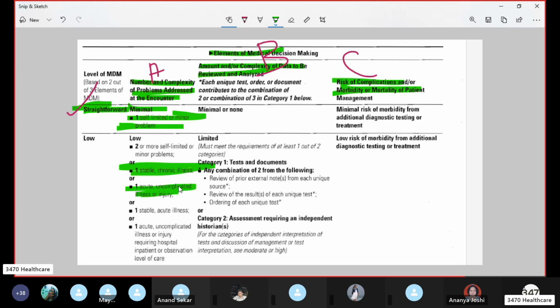One acute uncomplicated illness or injury requiring hospital inpatient or observation level of care. Maybe the person has a head injury, a minor crack or minor skin tear. For that, no much treatment is needed, right? But there are some doubts, maybe inside the skull a hemorrhage or something. So we need to observe that person for some hours, and only then can we conclude. So that is the one acute uncomplicated illness or injury requiring hospital inpatient or observation level of care.